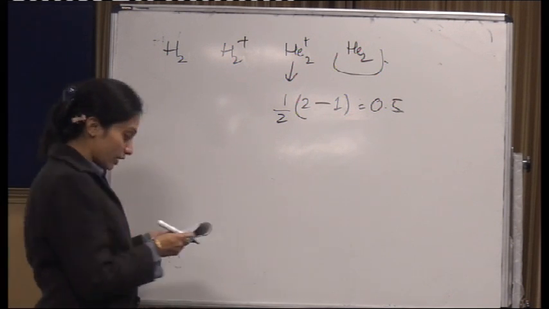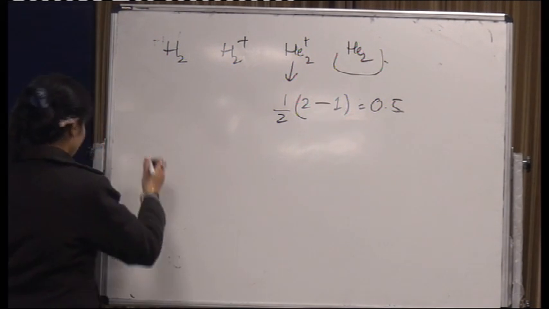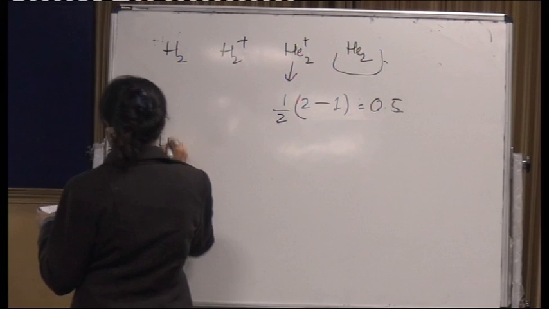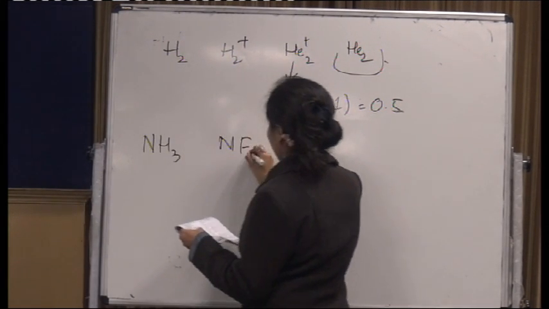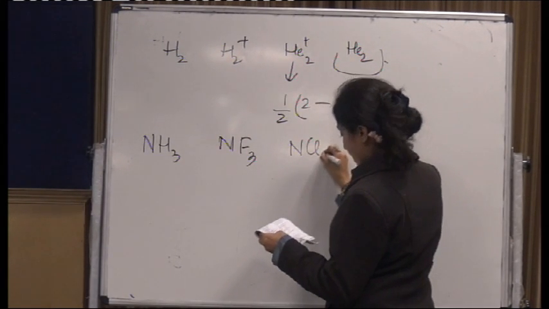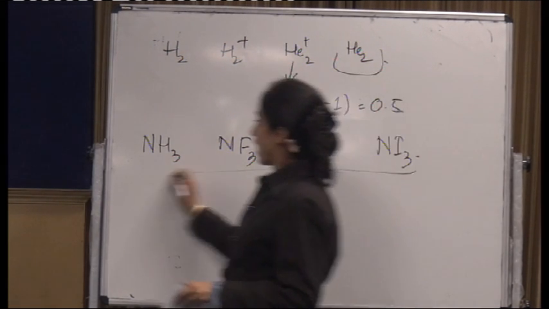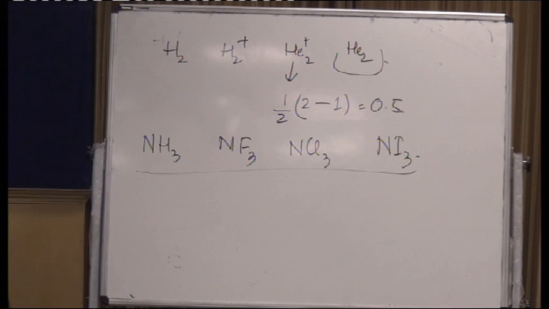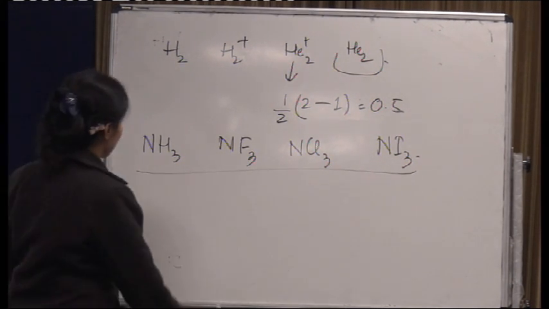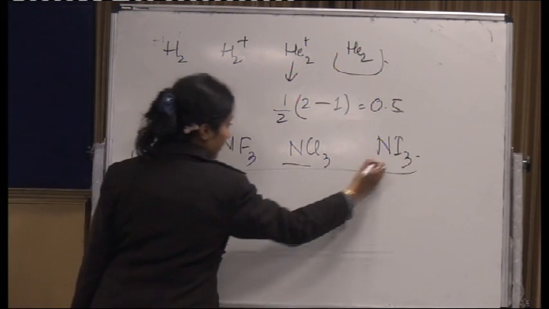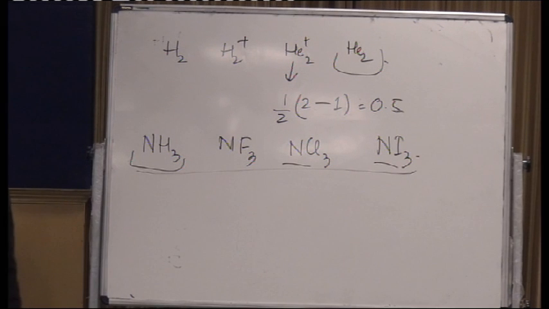Which of the following has maximum dipole moment? NH3, NF3, this is a revision from last time, NCl3 or NI3. Which of them will have the highest dipole moment? NH3. Why not the others? Because they are also electronegative in nature.